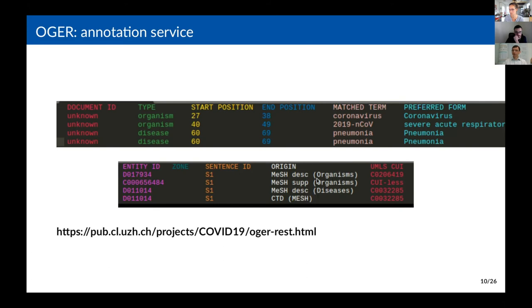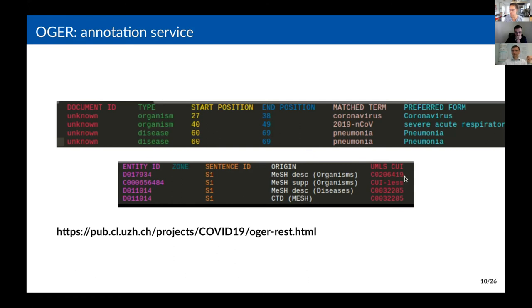So for example, the word pneumonia has been found in MESH diseases and also in the CTD dictionary. And the other entities have been found in MESH. And here you see the corresponding identifiers within the original database. Additionally, when the original resource provides a link from the concept to UMLS, we also provide the UMLS identifier.